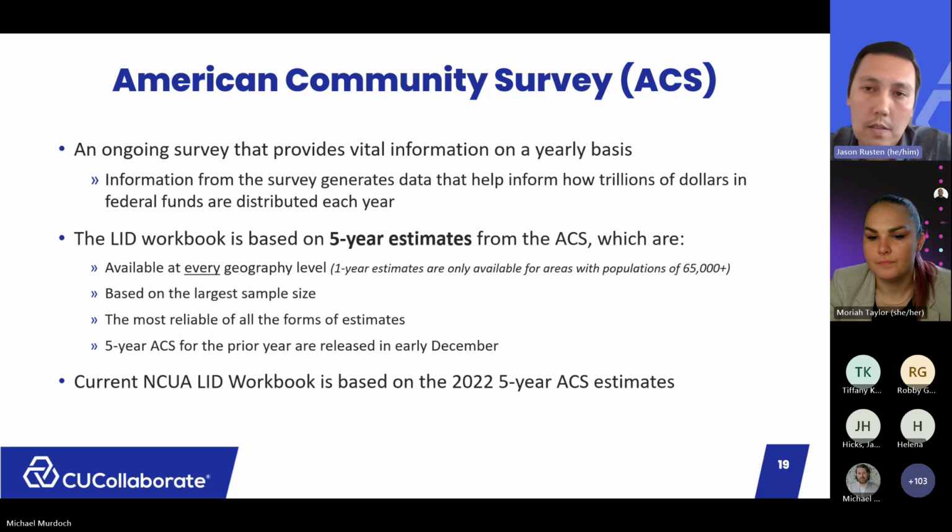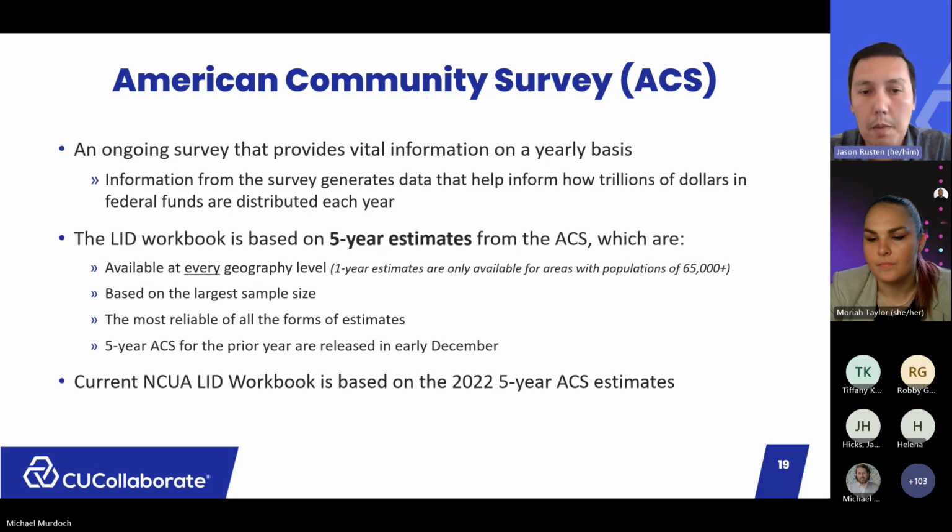So the LID workbook is based on the 5-year estimates from the American Community Survey. These are the highest fidelity results, really. The 5-year ACS results are available at every geography level. If you remember Mariah's inverted triangle chart, you can get down to that census block level. 1-year estimates are only available for areas with populations above 65,000. So for the LID analyses, we are using the 5-year estimates. It's based on the largest sample size, and since it is the highest fidelity data, it is by far the most reliable form of demographic estimates.